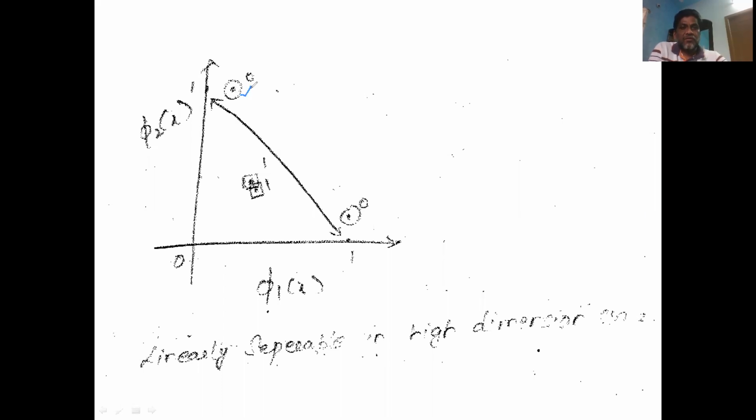0.1353 comma 1 with output label 0. Right. So what is the second point? It is 0.3678 comma 0.3678 with output label 1. So maybe it comes over here. Okay, 0.3678 comma 0.3678 with output label 1.